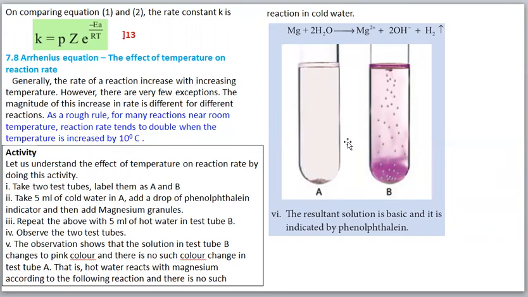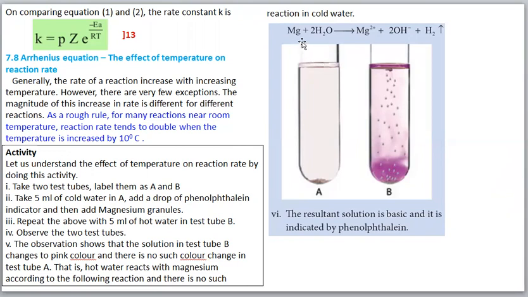So now what will happen? You see, in the first test tube A, there is no color change observed. We know that phenolphthalein is an indicator. It gives a pink color in alkaline solution. In the cold water solution, you see, there is no color change. Here, color change occurs. How does the color change occur?